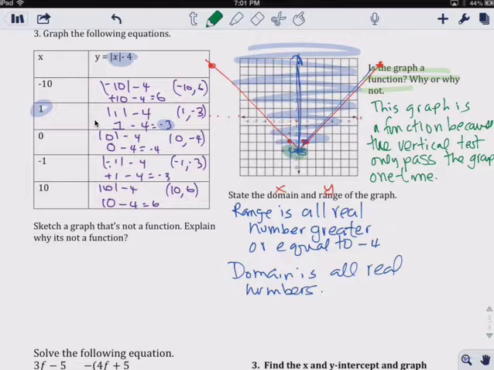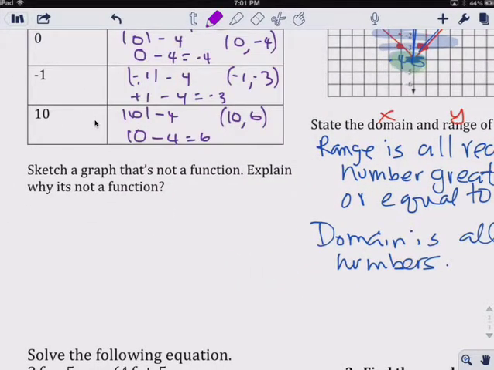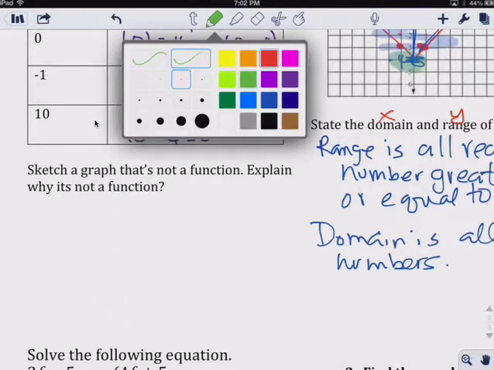Okay? Sketch a graph that's not a function. Oh, you can draw anything. Here's a graph that's not a function, S-shape, because if you draw a vertical line through it, it passes 1, 2, 3 times. You can only go through it once. Okay, you can draw a circle, pass it twice. You can draw this shape, pass it twice. Okay, so I'll stick to my S shape.